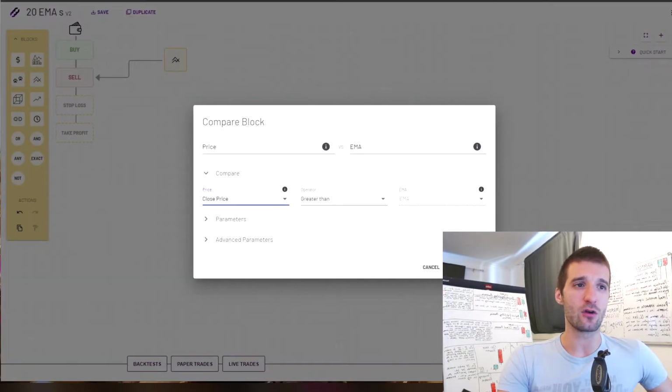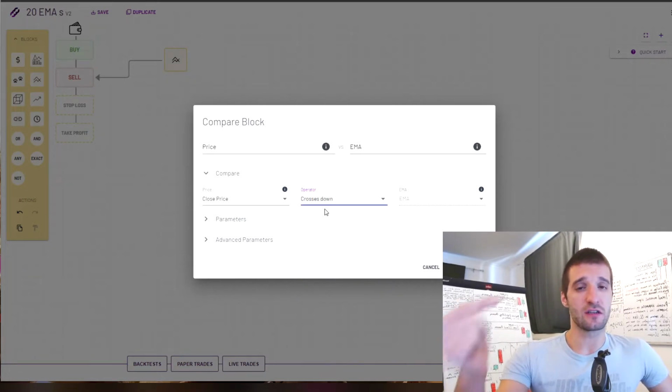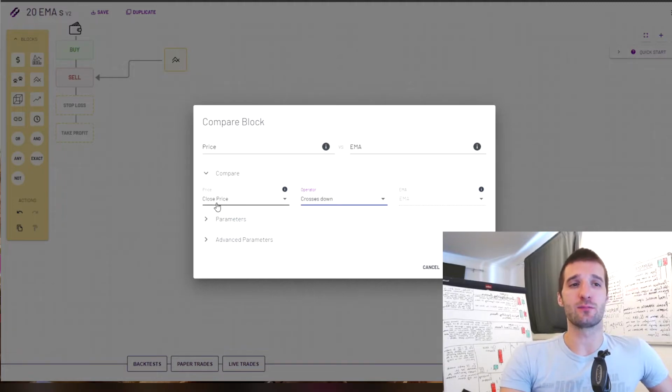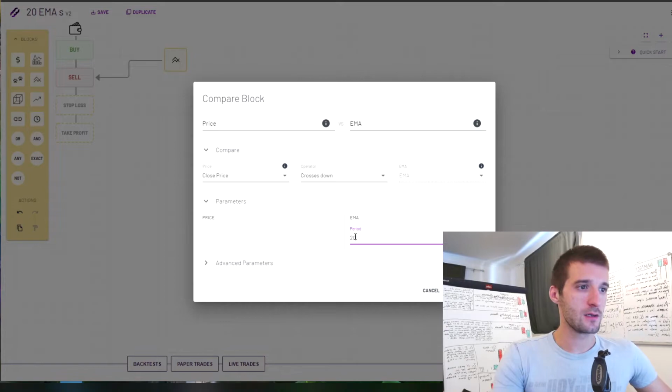So once we click over here, we choose close price. Operator over here, we're going to set on crosses down. So the price is crossing from up to down with the close price. So whenever this happens, when they cross with the moving average, close price there, we're going to open a short position again. EMA is already fixed over here. Parameters, EMA needs to be 20. We don't want to put any other period because we could do a bunch of wrong stuff, right? So once we typed EMA, I think this is pretty much it.